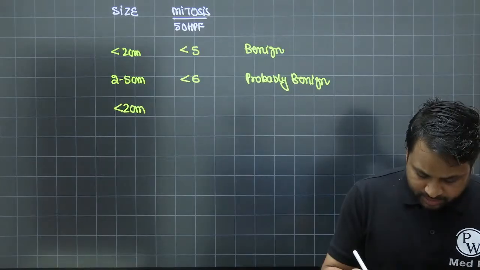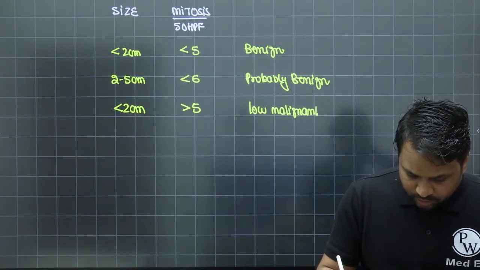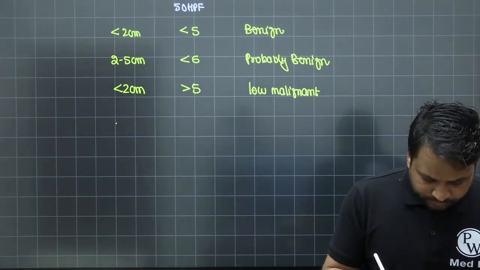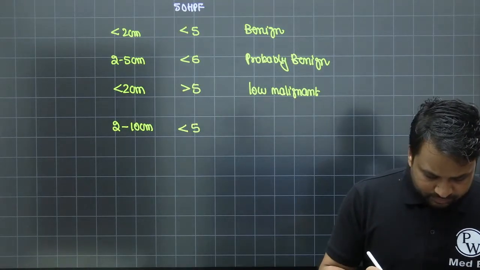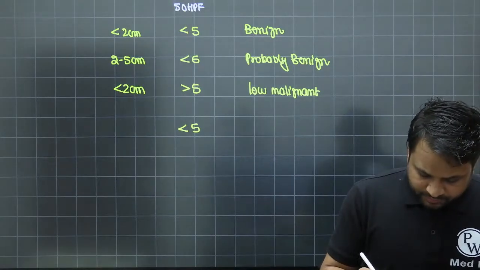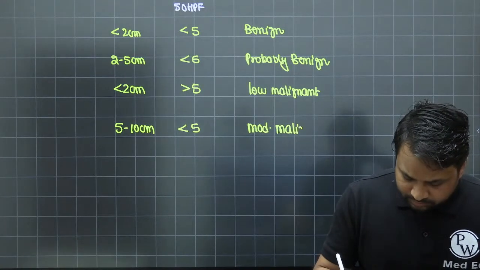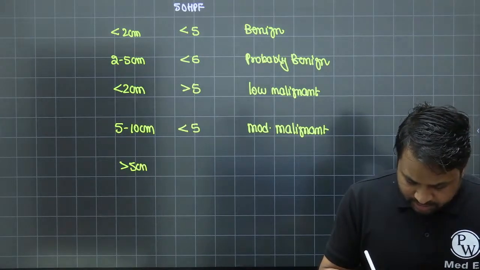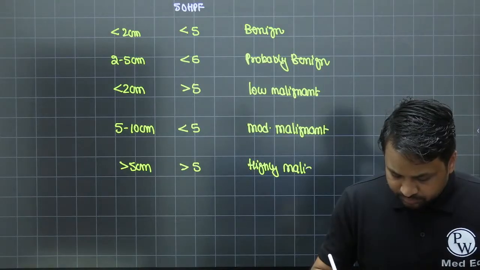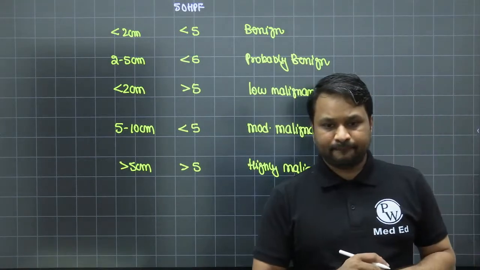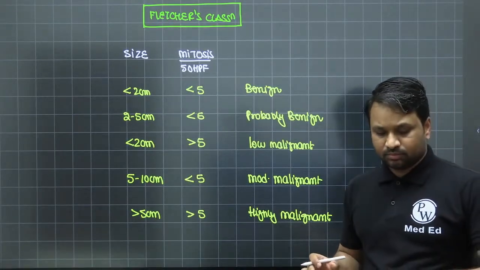Size less than 2 centimeters but more than 5 mitoses is considered low malignant. If it is between 5 to 10 centimeters in size with mitosis less than 5, then it is moderately malignant. But if size is greater than 5 centimeters and mitosis more than 5, then it is highly malignant. This is Fletcher's classification to tell you whether it is going to be benign or malignant.